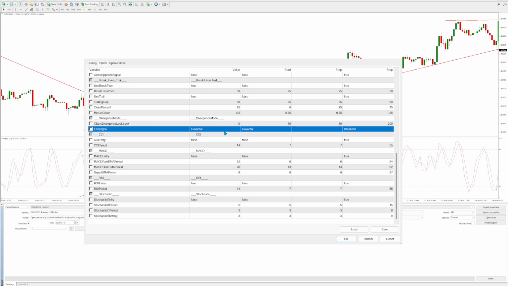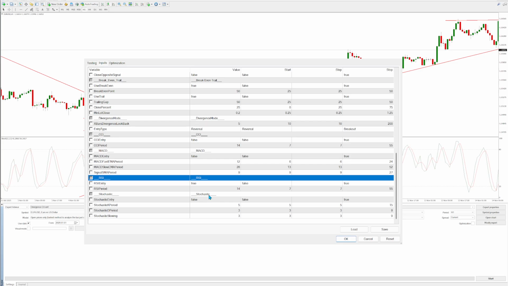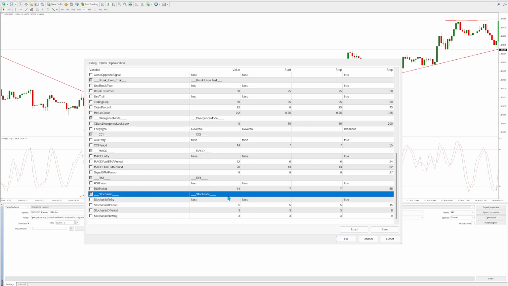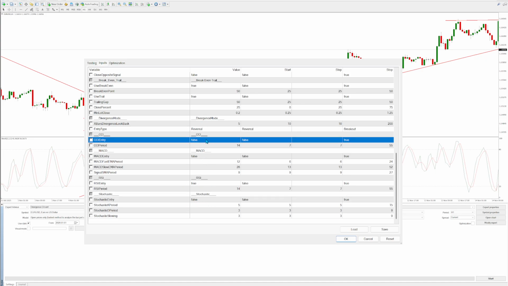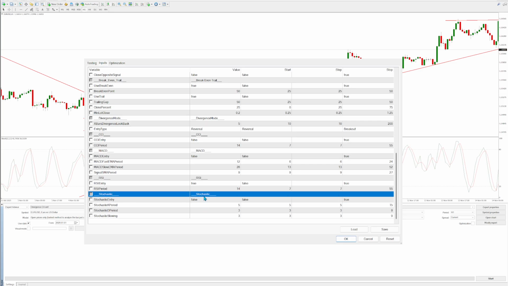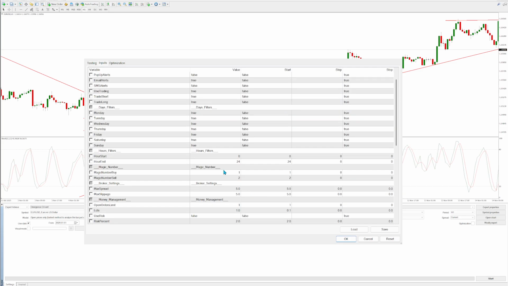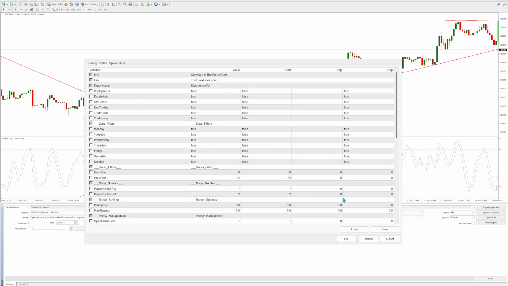Entry type, you can choose reversal or breakout. And we have the indicators that you can choose the divergence for, so the CCI, the MACD, RSI, and stochastics. This video is for the stochastic divergence, but as I said, you can choose each individually or combine them if you wish. So you also have the periods and the various settings for each of the indicators, as well as the true and false switches. So those are the EA settings. We're going to show you how to do an optimization now.